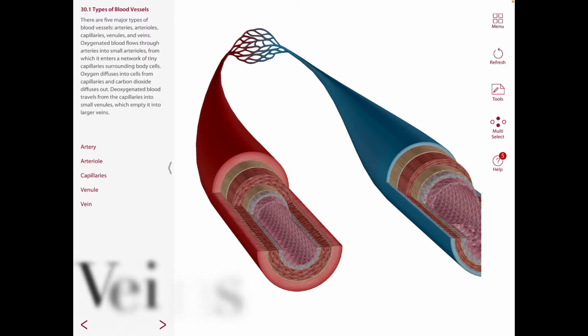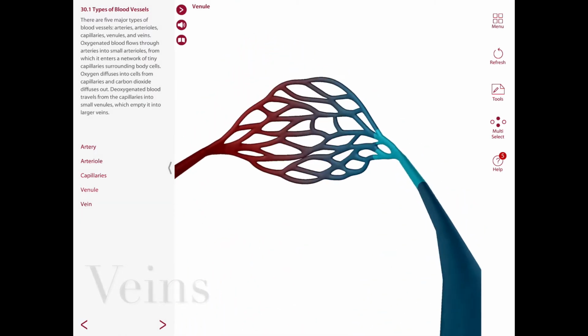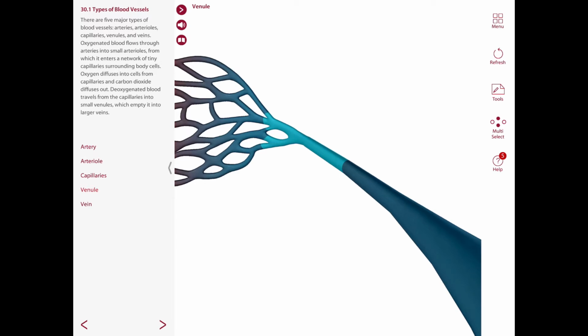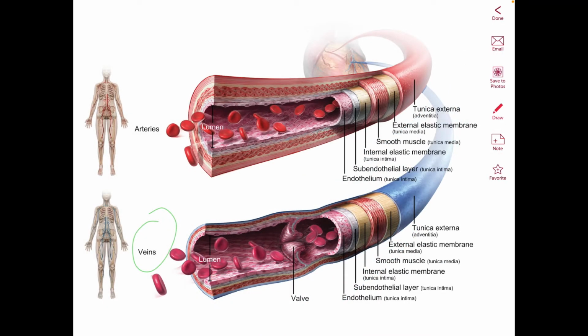As blood exits the capillary networks, the first encounter is with venules, as you can see here, small tubes that are intermediary between capillaries and large veins. And then venules converge to form the larger veins. Veins have also three tunics: the tunica interna, tunica media, and tunica externa. Intima, media, and externa. However, the thickness of the wall is much thinner in veins, and the lumen is much larger.